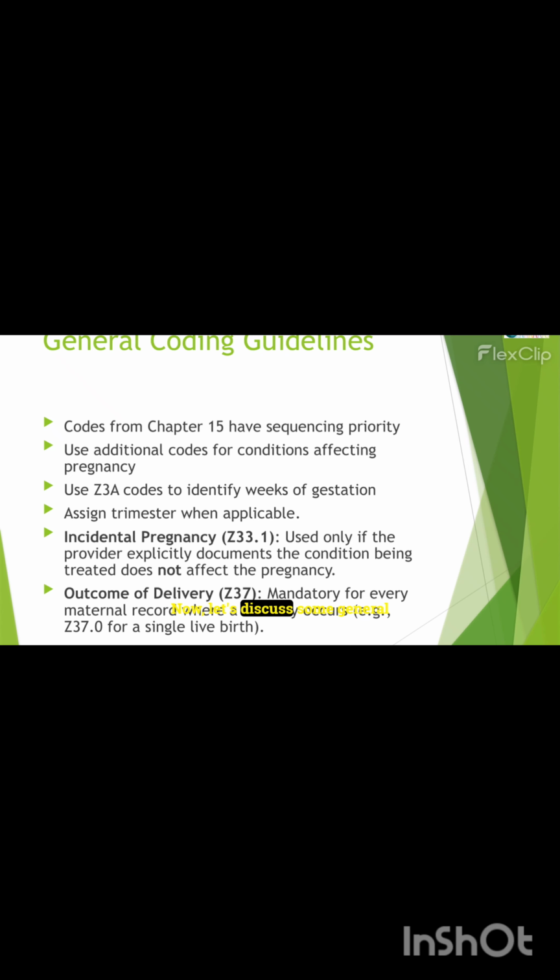Now, let's discuss some general coding rules. Since Chapter 15 has sequencing priority, it comes first, followed by codes for specific conditions, and Z3A codes for the weeks of gestation. Note the difference for incidental pregnancy. Use Z33.1 only if the doctor explicitly states the condition being treated has no effect on the pregnancy. Also, remember that a Z37 outcome of delivery code is mandatory for every maternal record where a birth occurs.